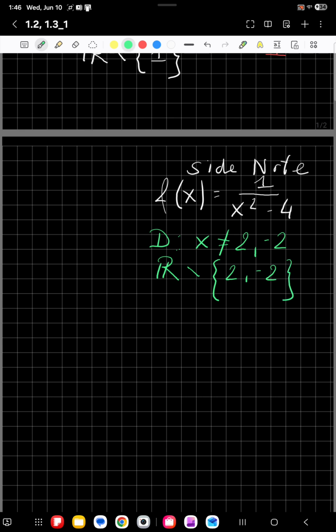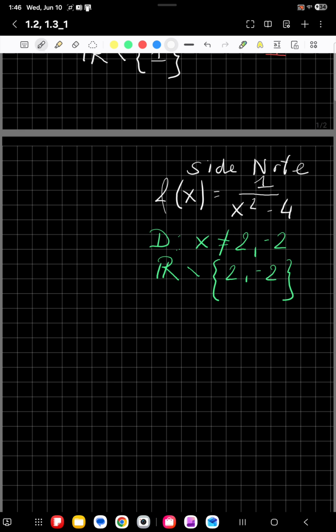And then those curly brackets mean that this is not an interval, these are just elements of the set that we want to exclude. Anyway, let's go back to our initial example. So that was what? f of x equals 1 over x minus 1.